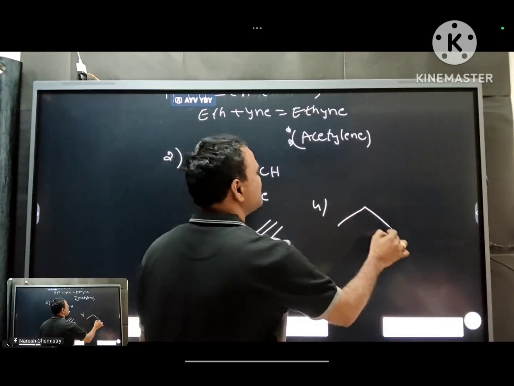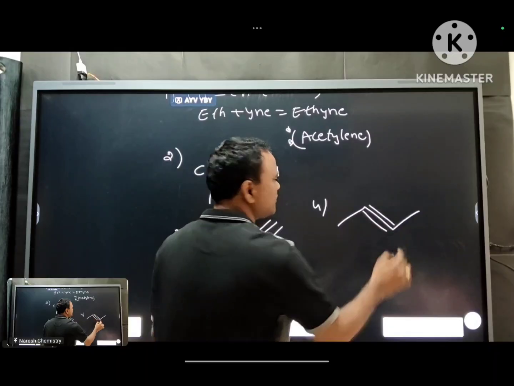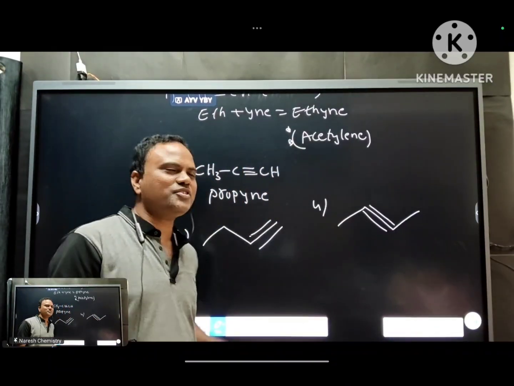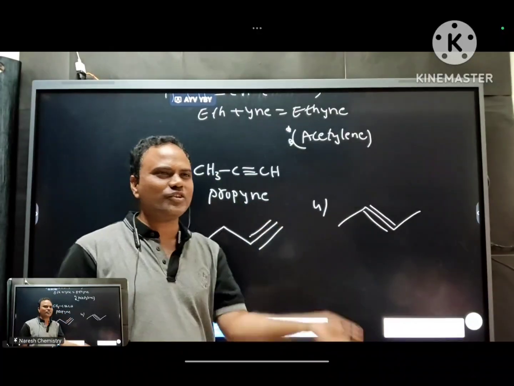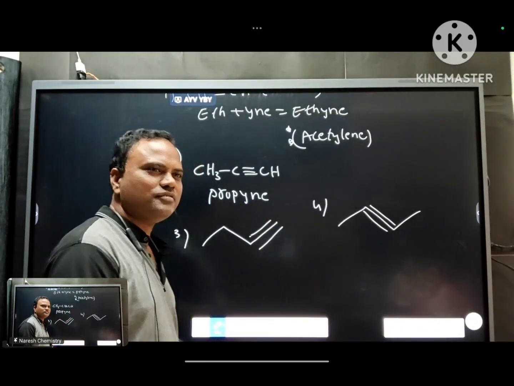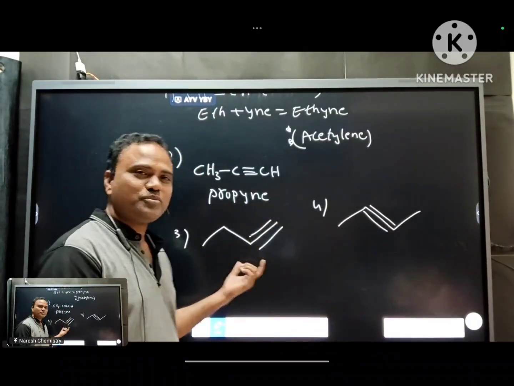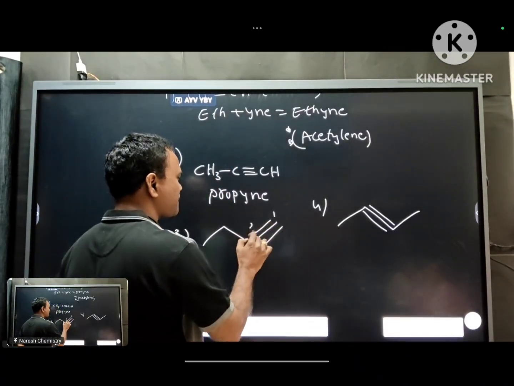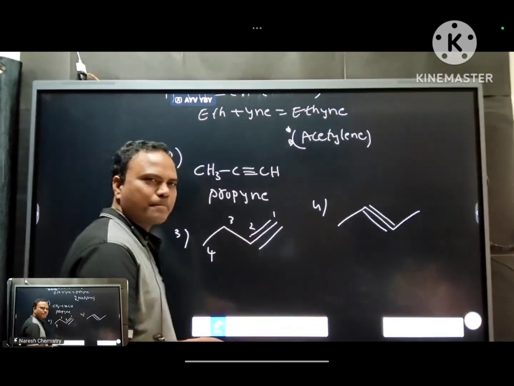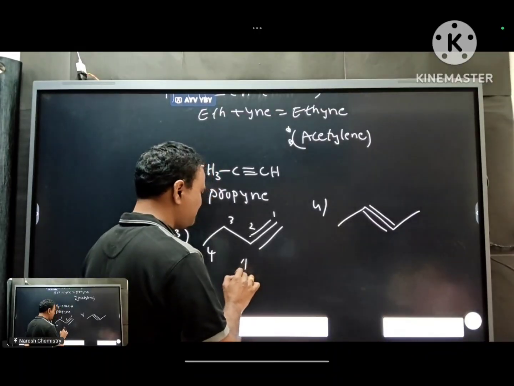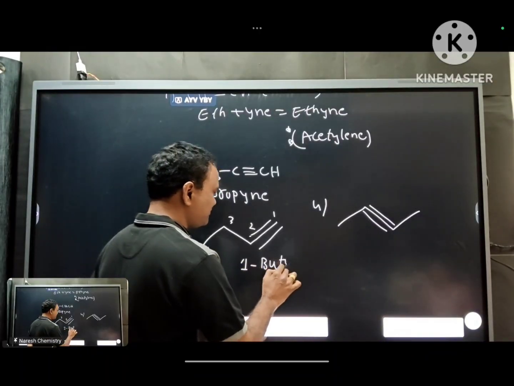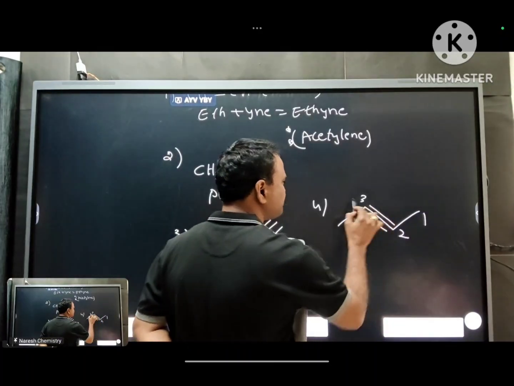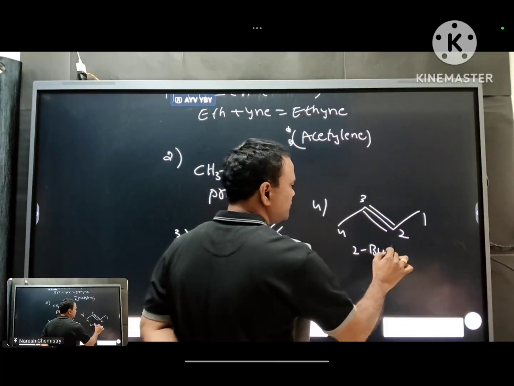In alkynes, we mention the numbering from the 4th carbon onwards, 4th, 5th, and so on. Because if you change the position of the triple bond, again you will get propyne only, right? Here, if you change the position of the triple bond, you will get a different name. Here, 1-butyne. This is 2-butyne.